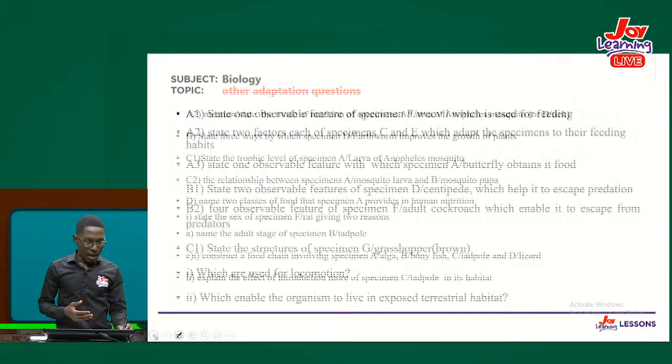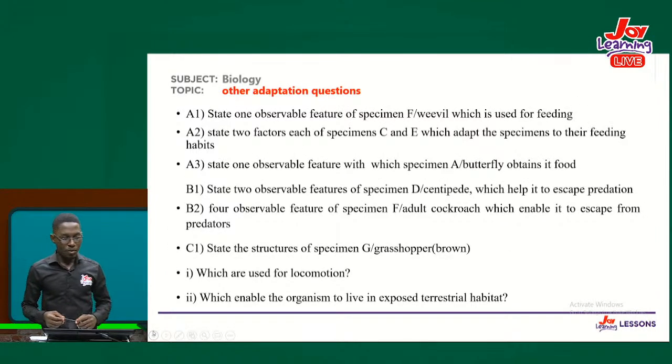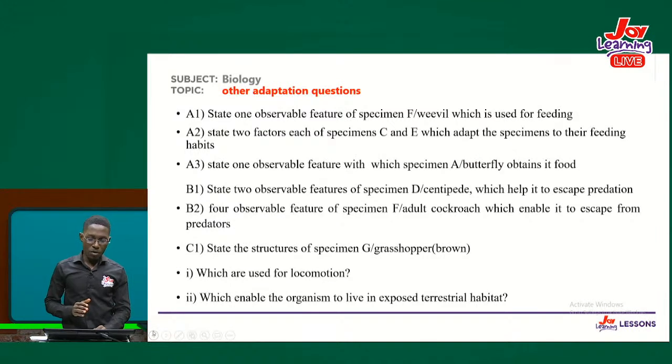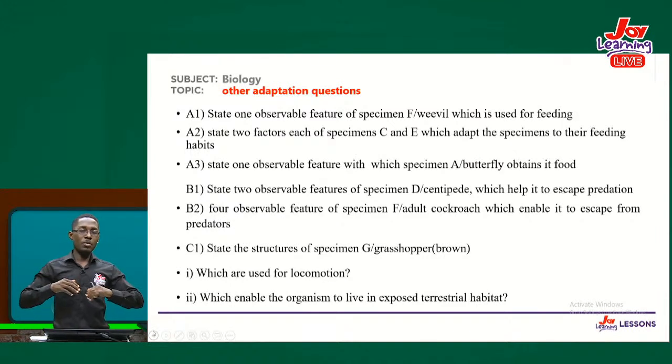Okay. Now let's look at other adaptation questions. These are what we call specific adaptation questions. The first one we did was to the habitat, anything on the organism. It's just what you can see with your eye. Don't write anything internal. Don't say it has gills, or that you have lungs for breathing. Don't use that. Only things you can see on the external. Now let's look at this.